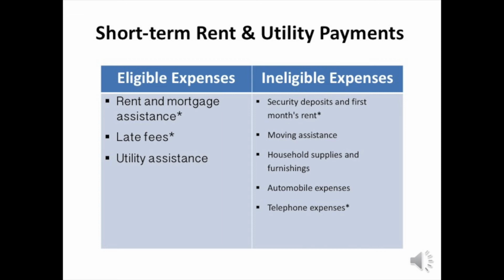Ineligible expenses include security deposit and first month rent. Short-term rent and utility payment assistance is designed to help homeowners and renters stay in their current place of residence. As a result, security deposits and first month's rent are not eligible costs under short-term rent and utility payment. However, these costs are eligible as permanent housing placement costs under the supportive services activity. Telephone expenses are another example of expenses that are not payable as a utility expense under short-term rent and utility payment. However, such expenses may be covered as a supportive service expense in limited circumstances.